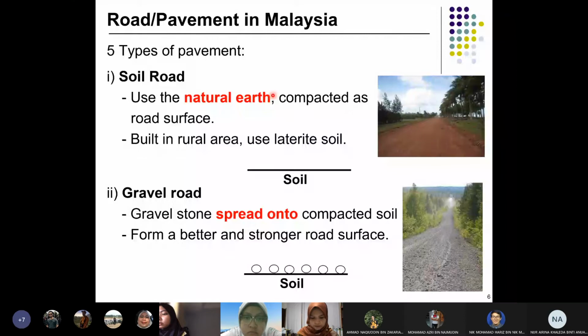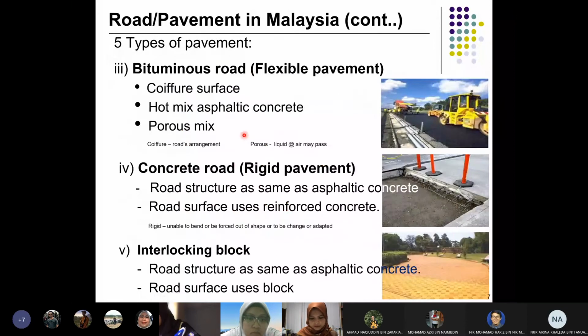Okay. Compare between these two, of course gravel road lagi kuat sebab dia more strong. Layering dia pun lebih banyak sebab dia ada 2 layer. The existing soil pun dah ada, dan juga ditambah dengan gravel, then they compact it. Okay. It is much stronger. Right? Okay, and then we have this.